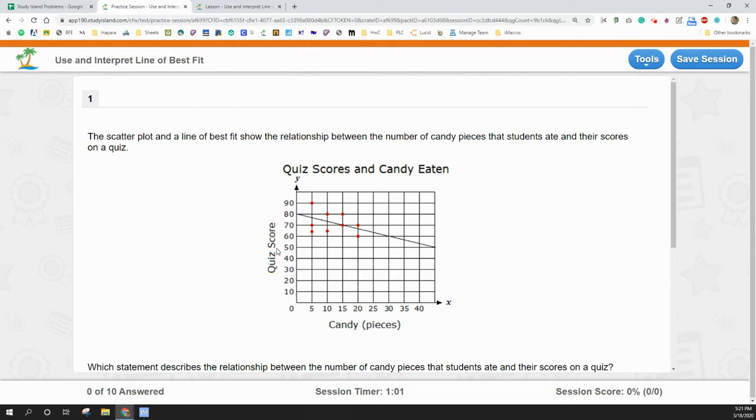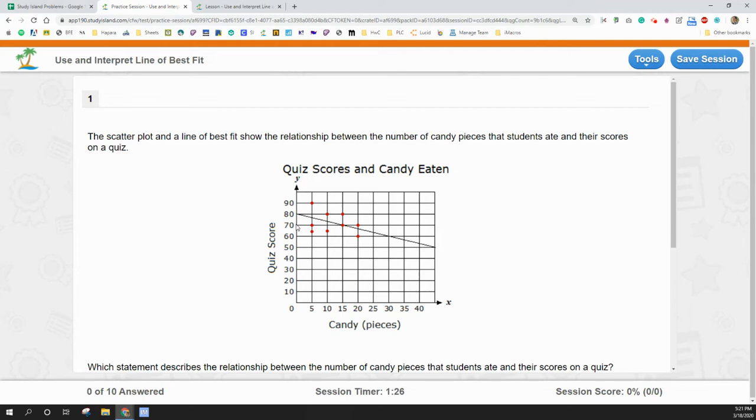Now the y-axis is measuring a quiz score, 80, and the x-axis is measuring candy pieces, 0. So the y-axis tells us in this particular case that 0 candy pieces corresponds to a quiz score of 80. So the y-intercept is 80. Now we try and find the slope. What's the next grid point that the line goes through besides (0, 80)?